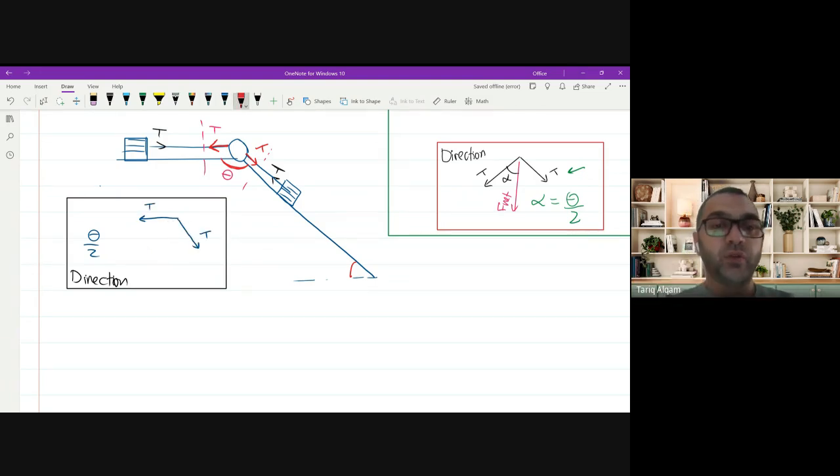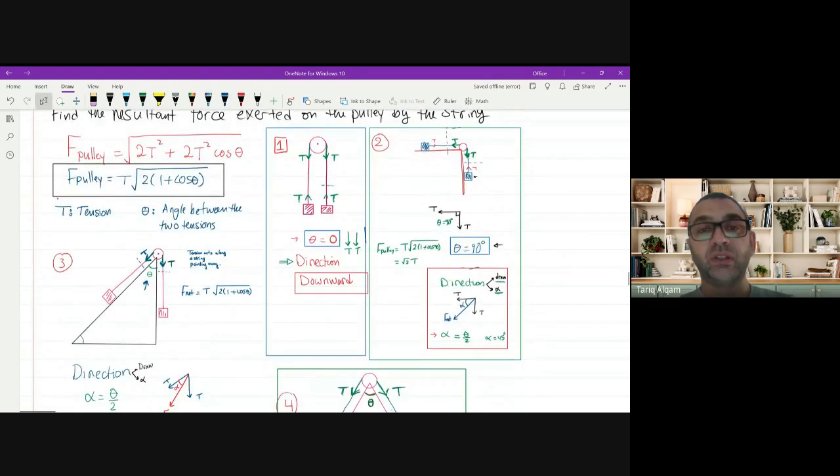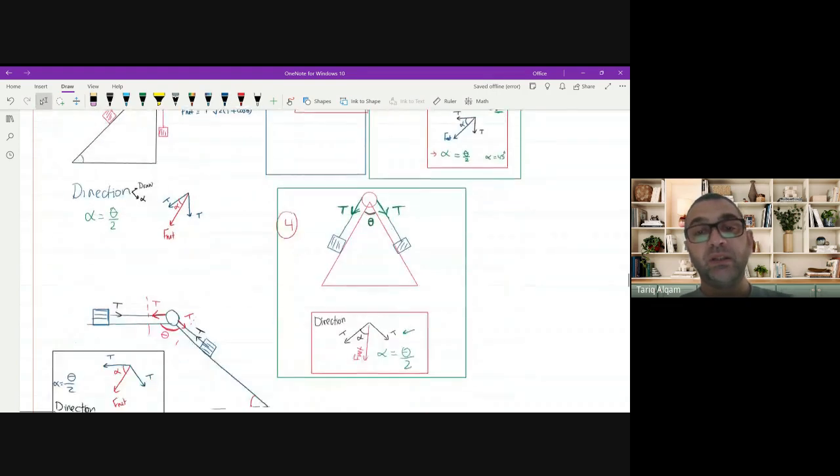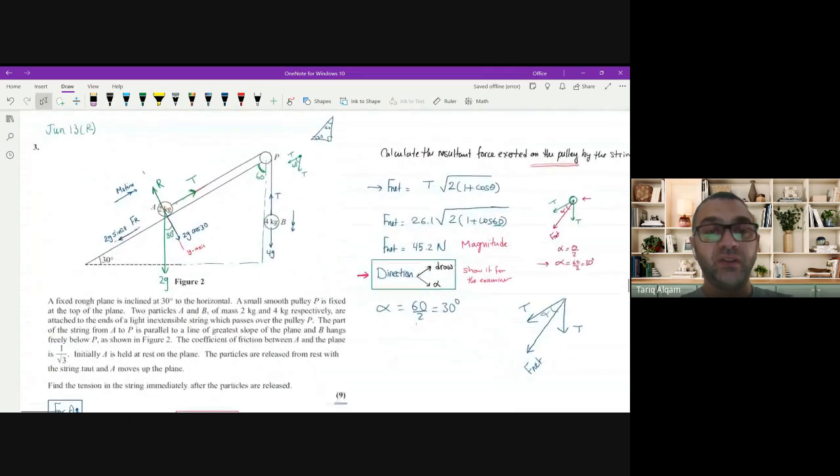Now the resultant force should be exactly at the midpoint between them, because the two tensions are the same. This is alpha. Alpha should always be equal to theta over 2. So in order to find the direction, you have to draw it and show the examiner the value of alpha. Okay? This is how to find the resultant force exerted on the pulley by the string. Let me show you some questions like this.